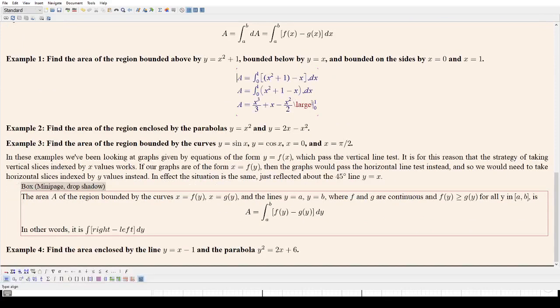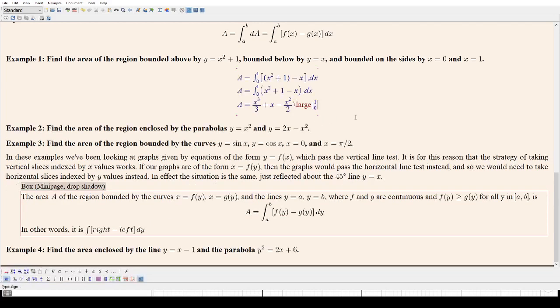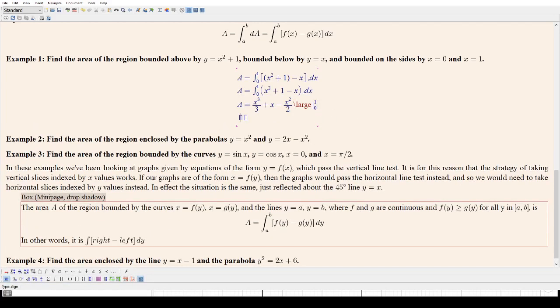The large thing really isn't any bigger, is it? Yeah, that kind of sucks. Anyway, when I write something like this, vertical line and then 1 and 0, that means I have to plug in 1, I have to plug in 0, and I have to take their difference. So that's the fundamental theorem of calculus.